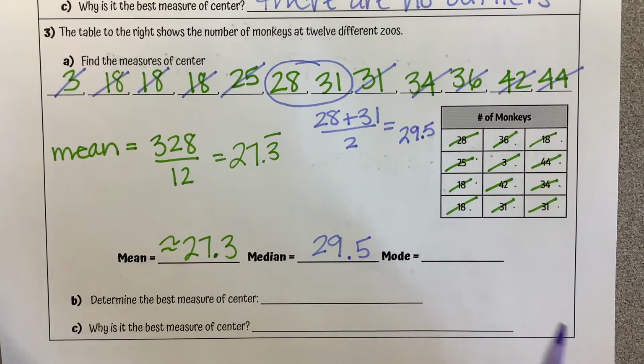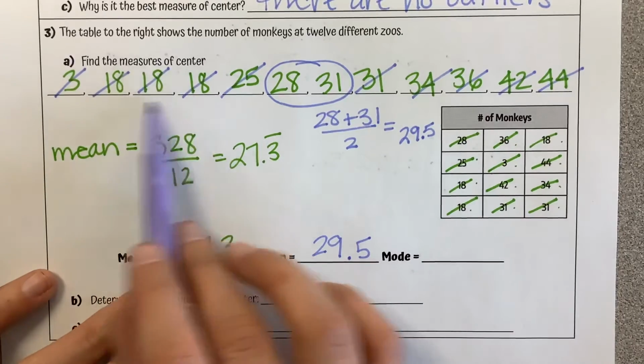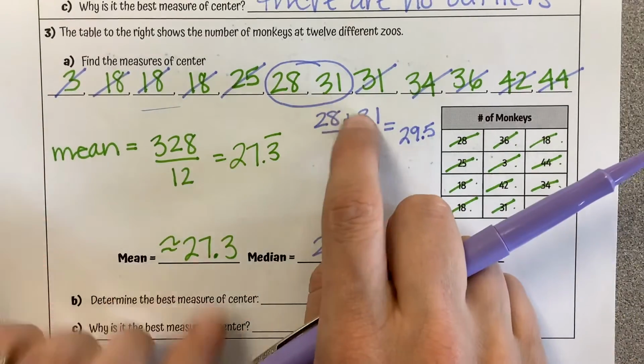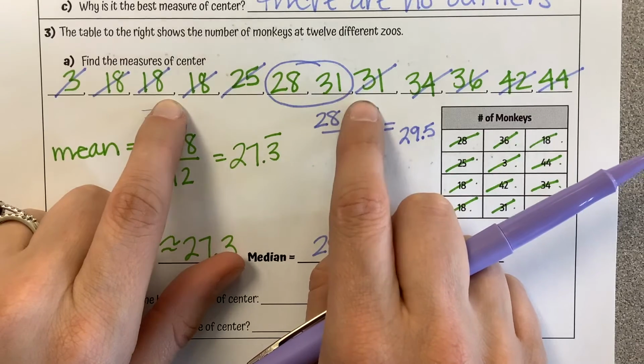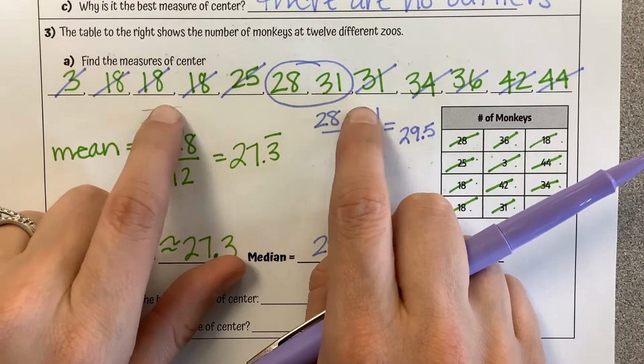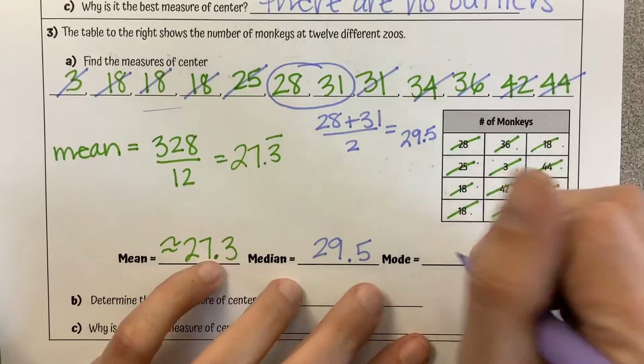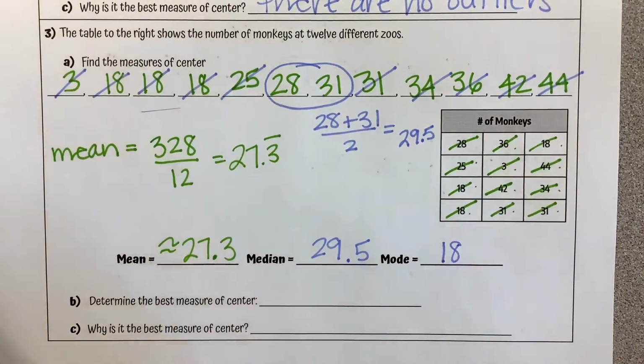And then our mode, let's look at what repeats. 18 repeats and 31 repeats. But 18 repeats 3 times, 31 only repeats twice. So even though they both repeat, 18 repeats the most. So 18 is our mode.